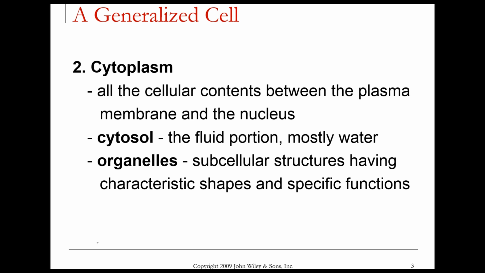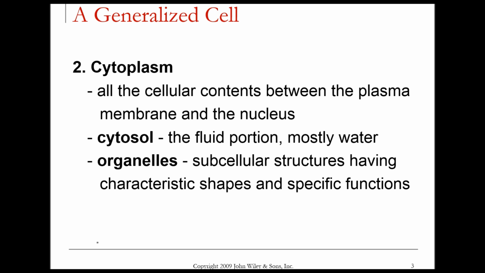Next, we have the cytoplasm. So the cytoplasm is all the material in the cell between that plasma membrane and the nucleus. It includes two main portions that are mixed together. First, the cytosol is the fluid portion. This is mostly water. This is specifically what we refer to as the intracellular fluid. Mixed within the cytosol, we have all of the various organelles.